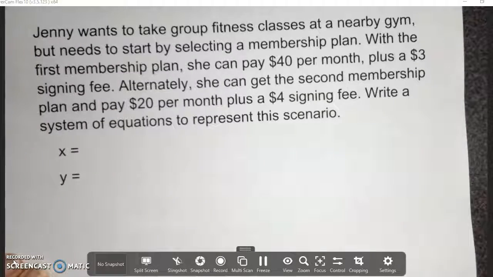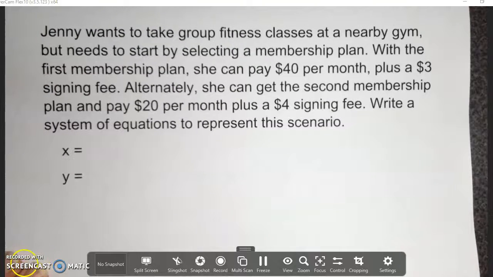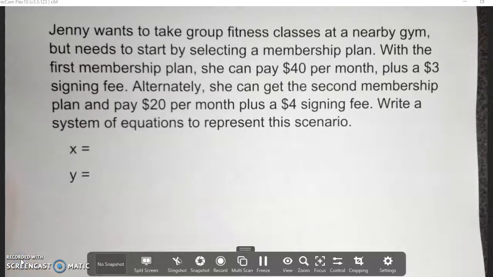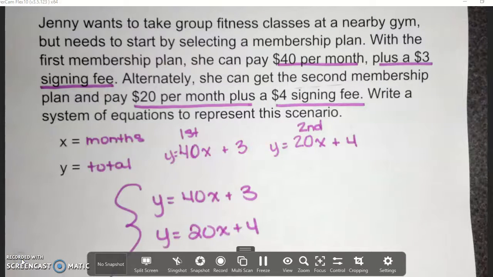I want you to try this one. All that will appear at the end is the answer. Here's your answer.